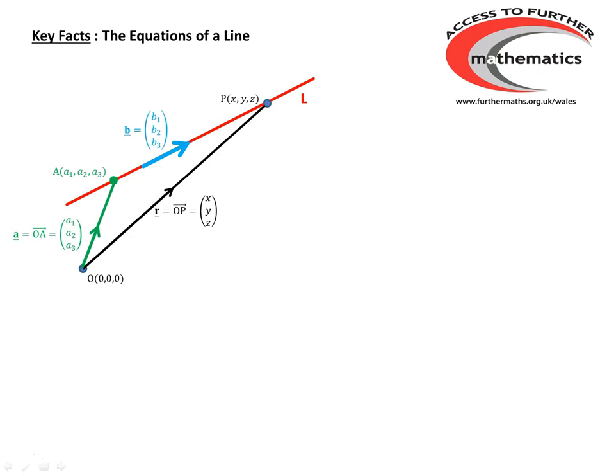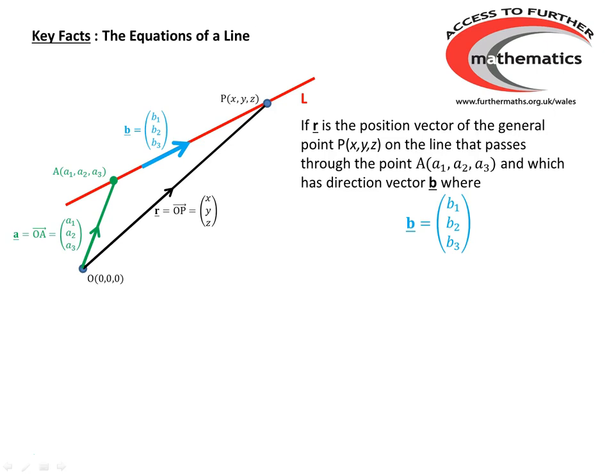The first one is that we should recognize the two equations of a line in 3 dimensions. If we have a line which passes through the point A and which has a direction vector of B, then we should know that the equation of that line is r equals a plus t times b, where r is the position vector of a general point on the line.